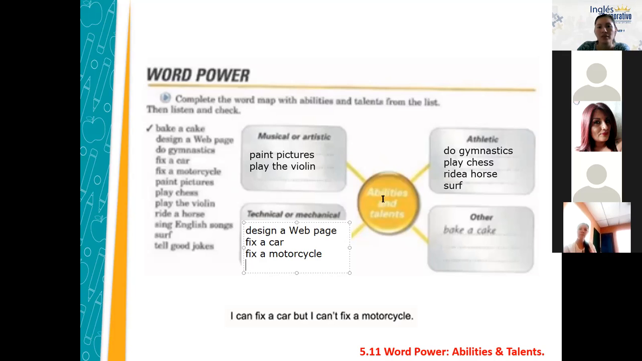Probably those, right? Let's go ahead and leave it like that. And then we have other. Now, in the other section, you have bake a cake, the first one. Then probably we can add ride a horse. Ride a horse, right?